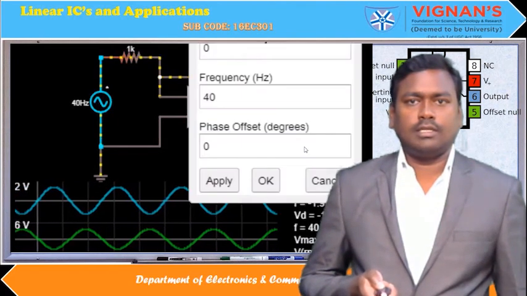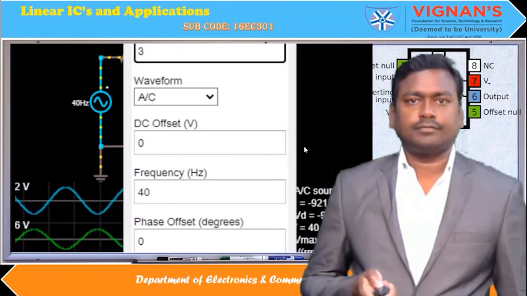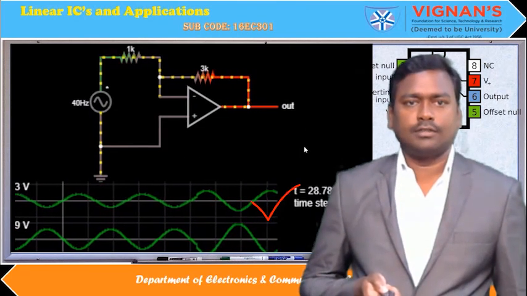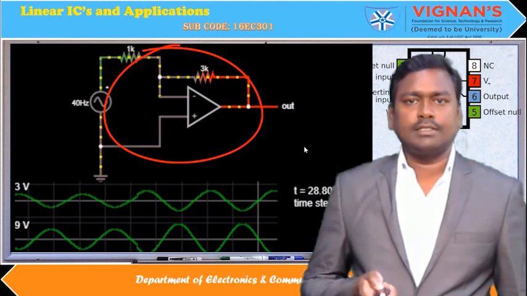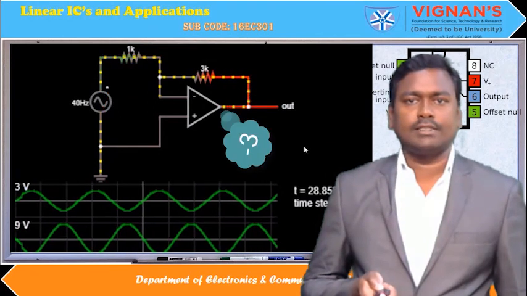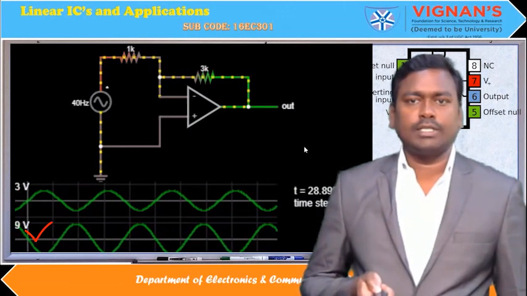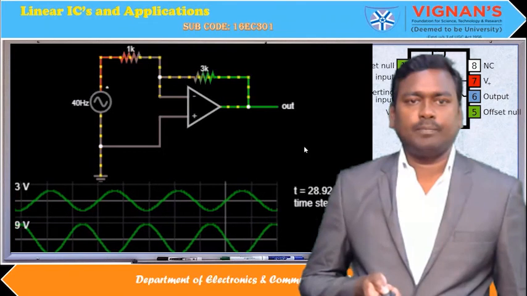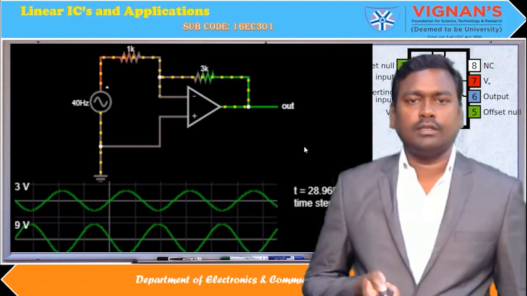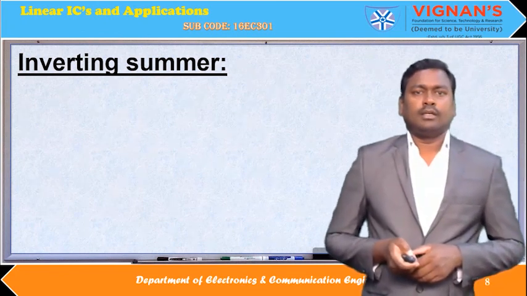So an input signal with a frequency of 40 Hz is applied, and the input signal peak to peak is set at 3 volts. The feedback resistance is 3 kilo ohms and the input resistance is 1 kilo ohm. So the gain of this inverting amplifier is 3. The first one is the input signal, the next one is the output signal. The output signal peak to peak is 9 volts, and if you see, input and output signals are out of phase.